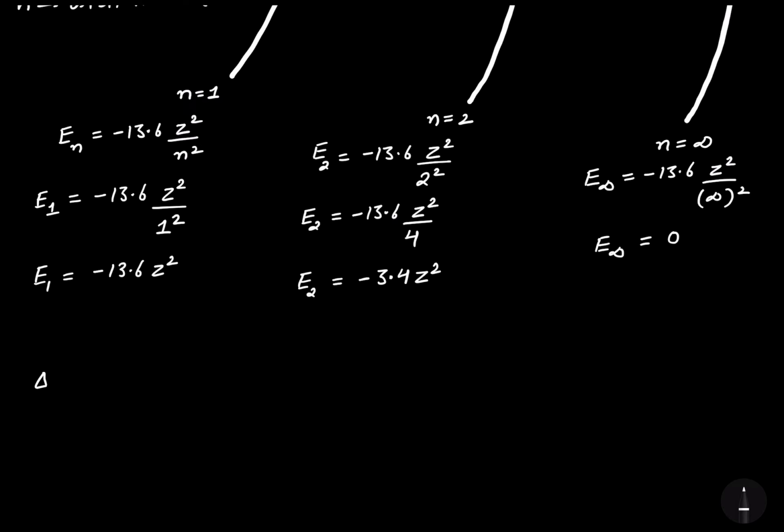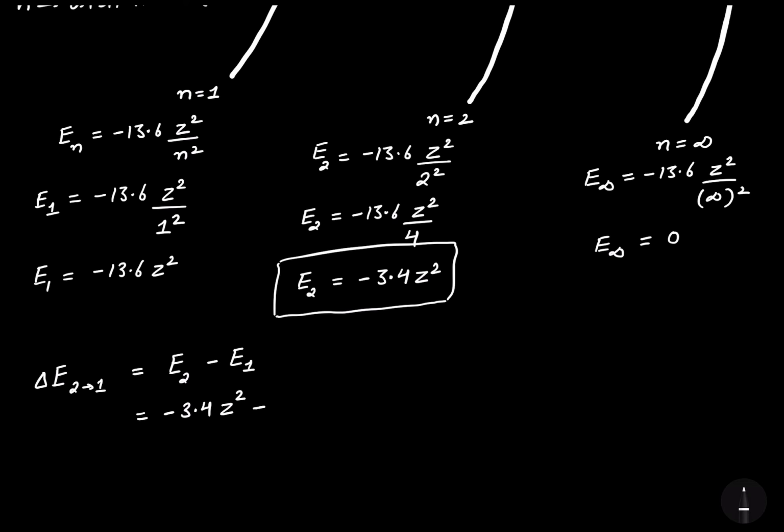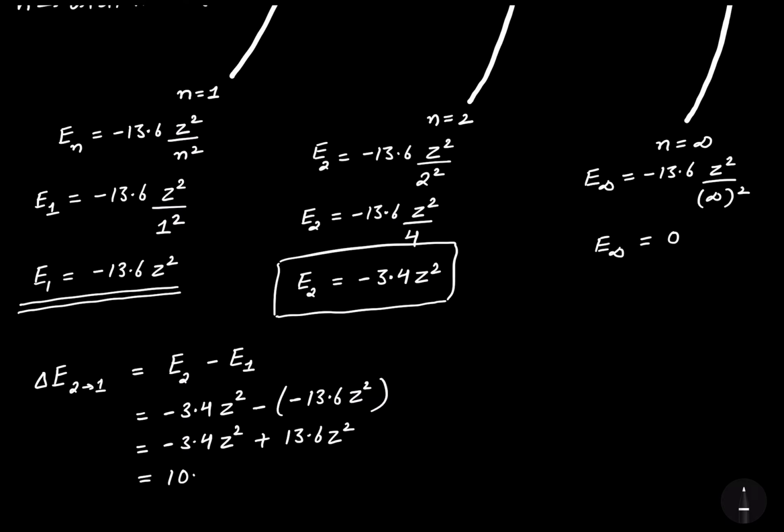So now let's calculate the energy gap between the second orbit and the first orbit. That's the delta E, between the second orbit and the first orbit. So this will be equal to the energy of the second orbit minus the energy of the first orbit. The energy of the second orbit came out to be minus 3.4 Z square. The energy of the first orbit was minus 13.6 Z square. So it comes out to be minus 3.4 Z square plus 13.6 Z square. So this difference comes out to be 10.2 Z square. So the energy gap between the second orbit and the first orbit is 10.2 Z square.